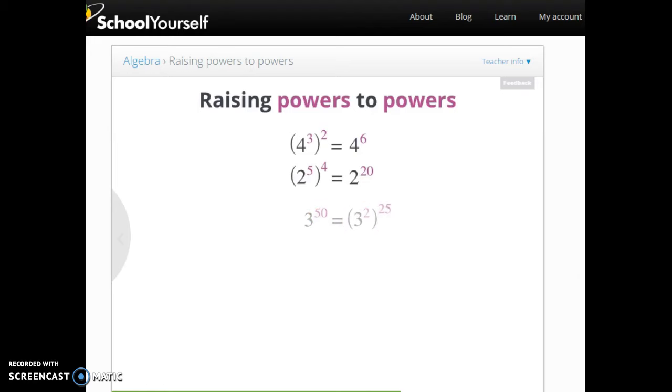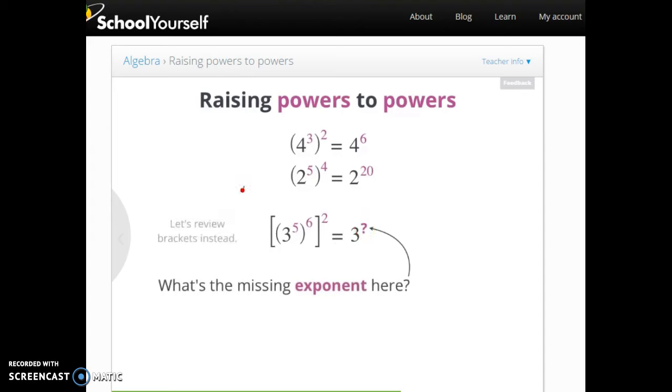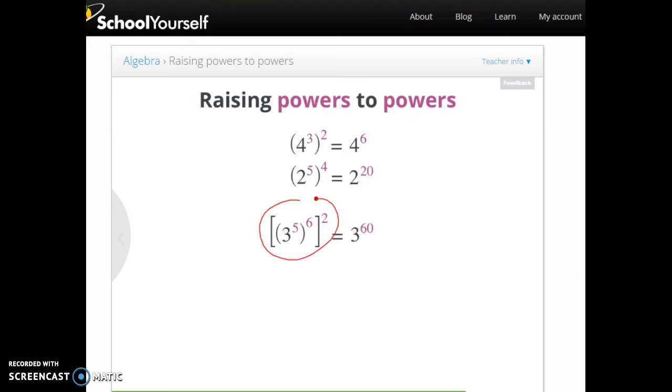So nicely done. Next, say we're raising 3 to the fifth, and then we raise that to the sixth, and then we raise that to the second. All of this equals 3 raised to what power? And click here if you'd like to review parentheses and brackets instead. Right, here you multiplied 5 by 6, and then you multiplied again by 2 to get a total of 60. So this expression equals 3 to the 60th power.